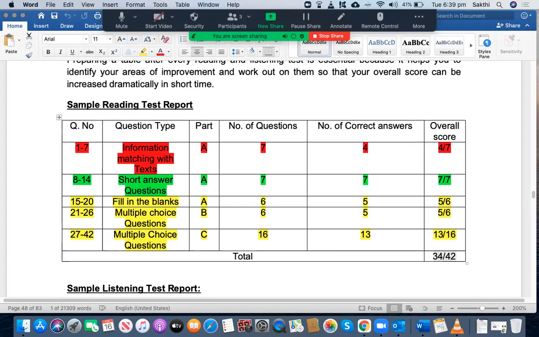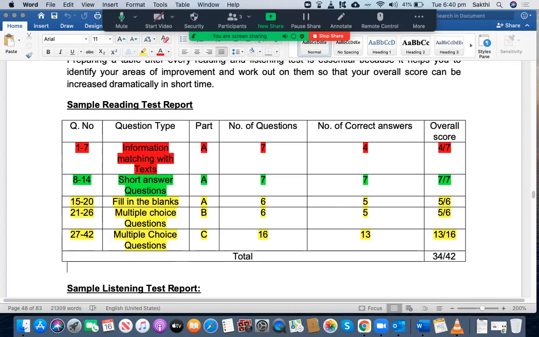So what you should do is prepare the reading or listening test report for every reading and listening test. Once you finish it, please spend about 2 minutes to prepare this. This will help you to identify where you have to improve and where you are already really strong.